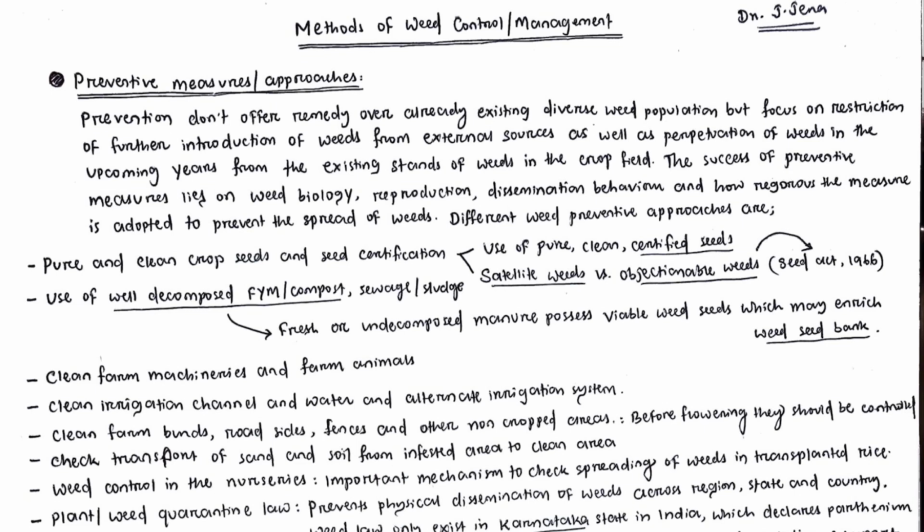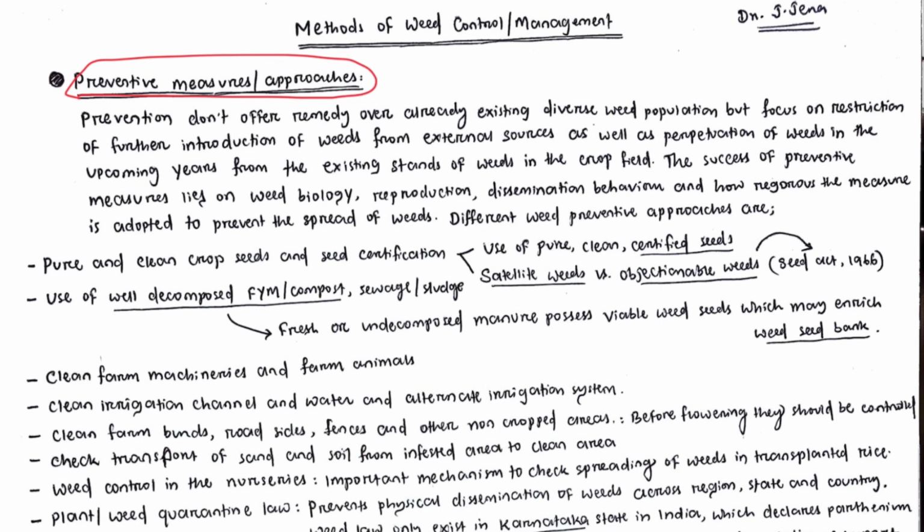So again we have in the control section also several approaches like preventive control, then you have mechanical control, then cultural control or ecological control, biological control of weeds, then herbicidal control of weeds, then bioherbicidal control of weeds and all. Okay, so in this particular section again we will cover the preventive approach of weed control, preventive measure or preventive approach of weed control.